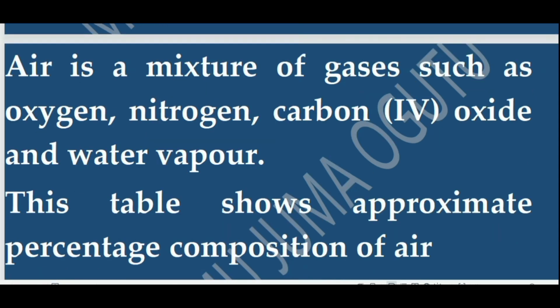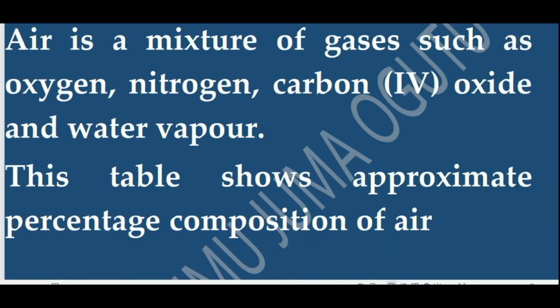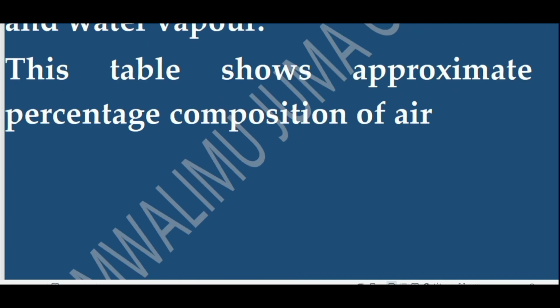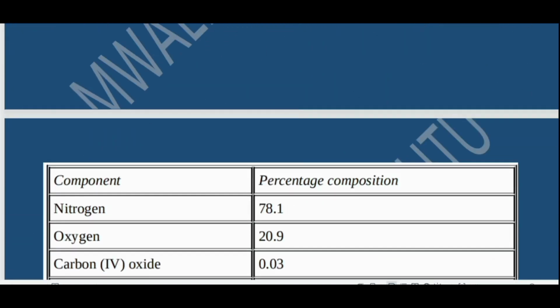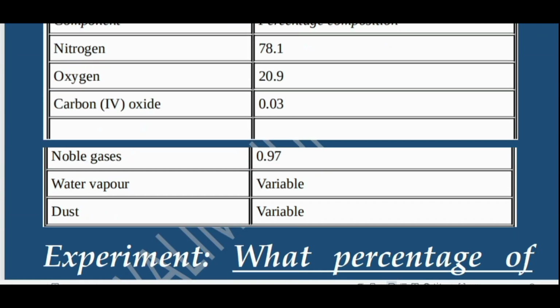So we have a table here that shows the approximate percentage composition of air for each of these. Nitrogen has 78.1% of the air. Oxygen has 20.9% of the air. Carbon dioxide has 0.03%. Noble gases have 0.97%. Water vapor and dust are variable.